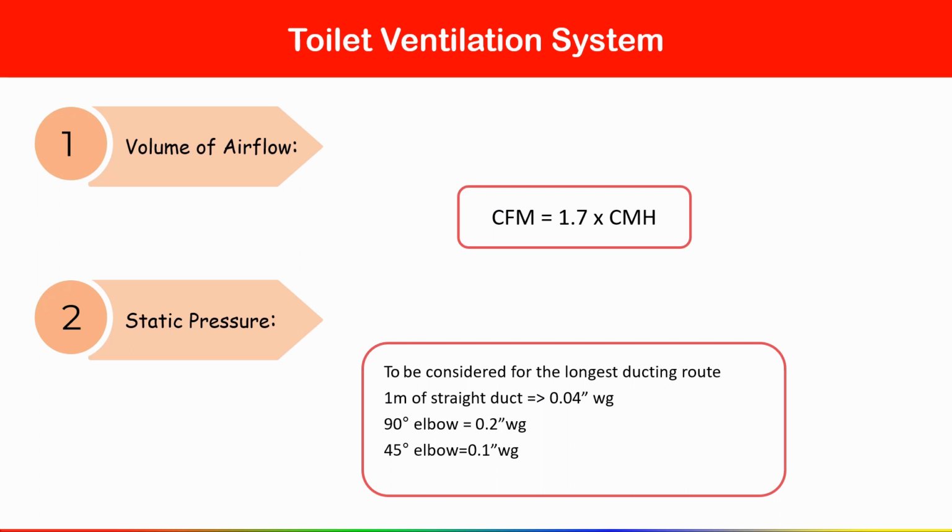We have to make the shoe piece. For that, remember, shoe neck is considered as a 90-degree elbow. For that, how much static pressure do we have to take? Static loss is 0.2 inch of water gauge only.